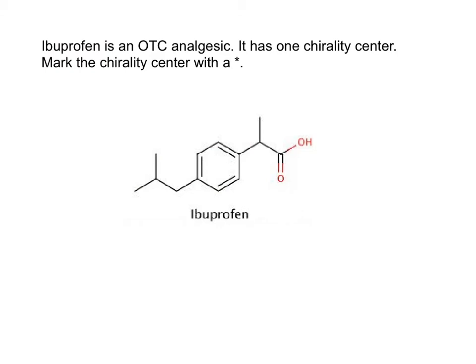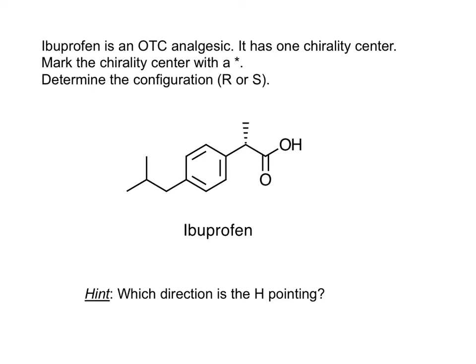The pain reliever ibuprofen has 1 chirality center. Stop the video and mark the chirality center with a star. And the answer is, this structure of ibuprofen uses a dash to represent the direction the methyl group is pointing. Determine the configuration at that chirality center.